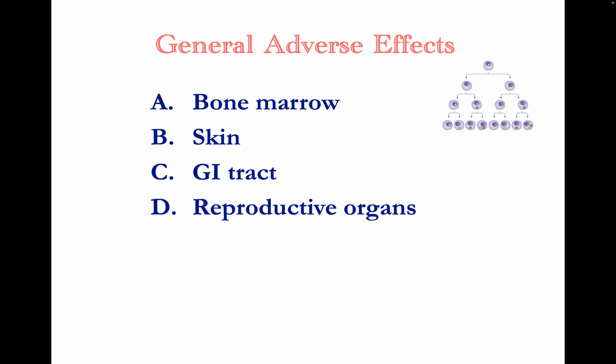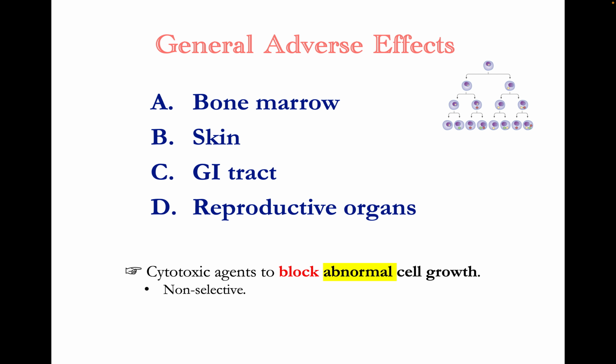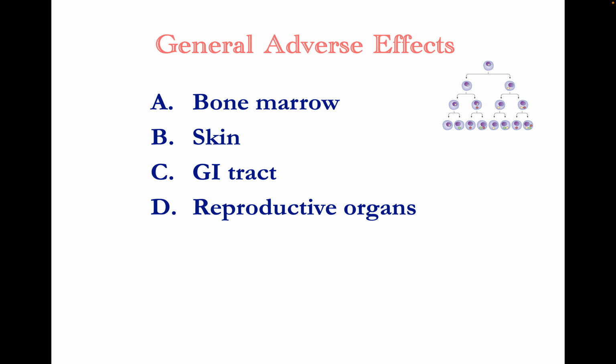Why do patients get general adverse effects? Chemotherapeutic drugs are cytotoxic agents to block abnormal cell growth. If you are not using targeted therapy, most of these drugs are non-selective. That means they cannot distinguish cancer cells from normal cells. Therefore, they will be destructive to normal as well as proliferating cells. Let's look at one by one.